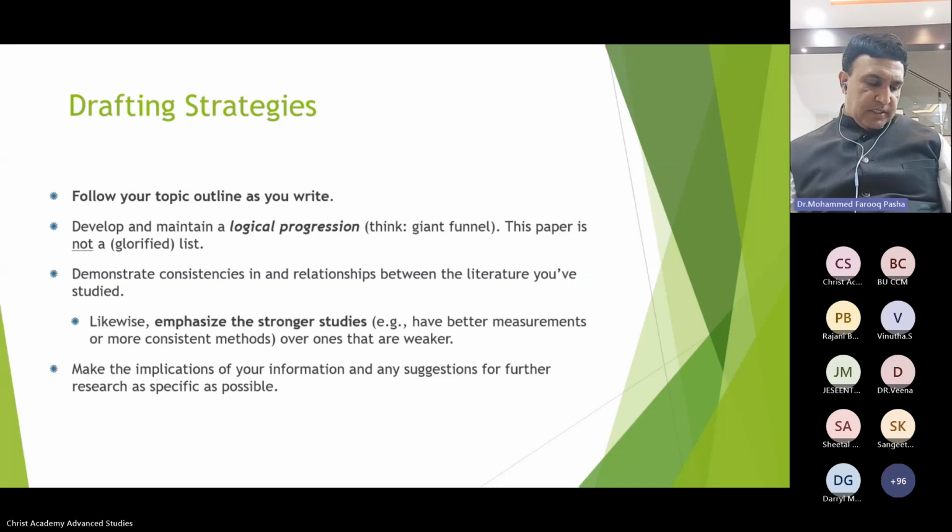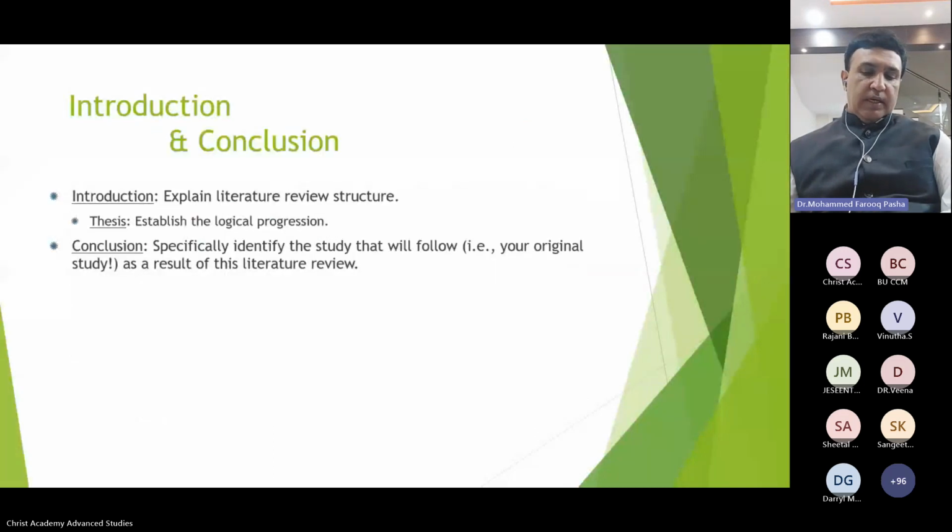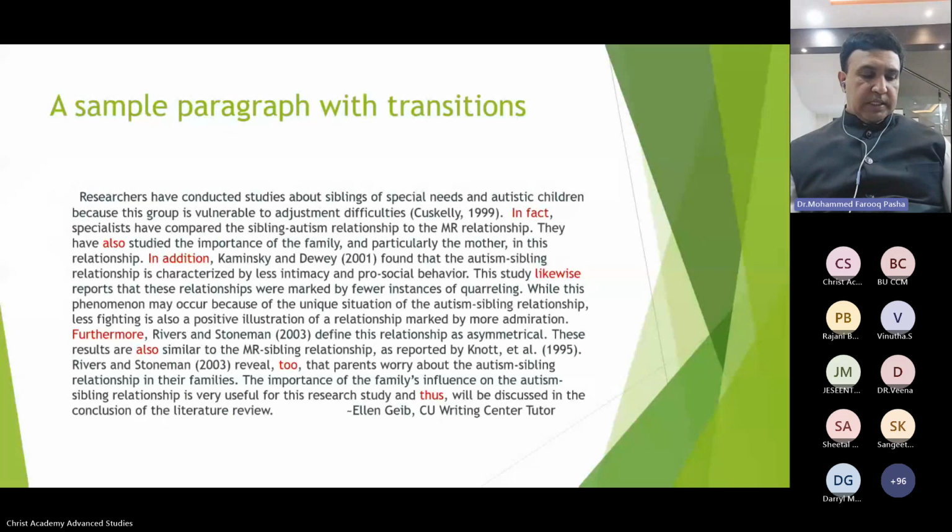Likewise, emphasize the stronger studies and, most important, make the implications of your information and any suggestion for further research as specific as possible. This is something which gives a lot of clarity on how you are working out and where exactly you are traveling as far as your research topic is concerned, and also when it comes to writing a literature review. A sample paragraph and transition has been given.